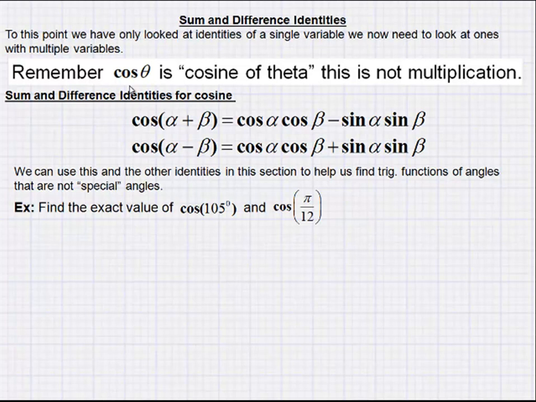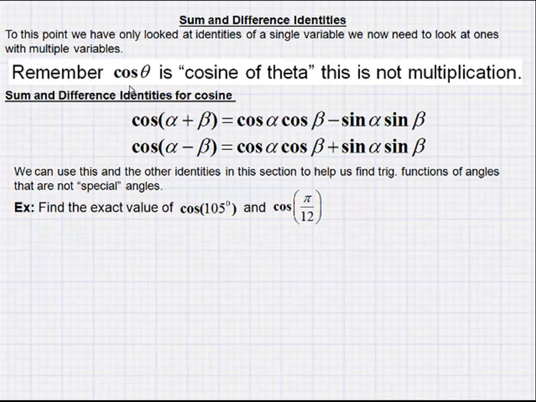One important thing is that with these identities, we're going to be working with multiple variables inside of our identity as opposed to a single variable. In this case, the variable represents an angle, so really multiple angles.